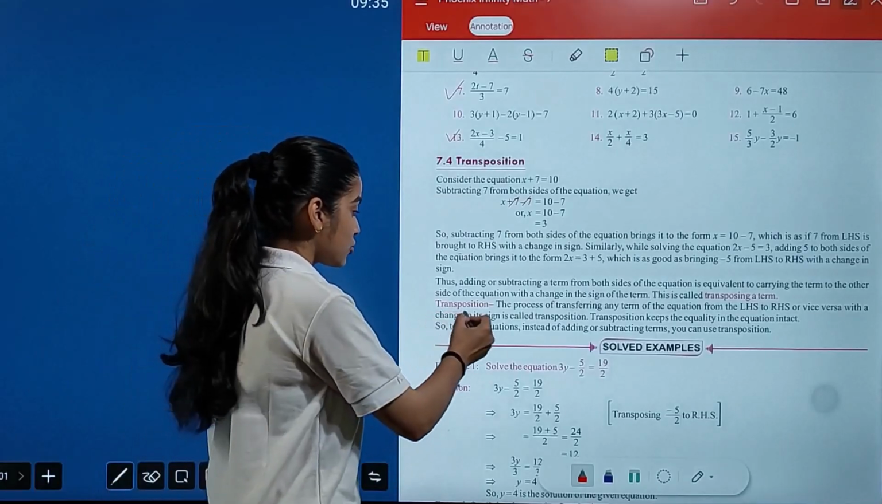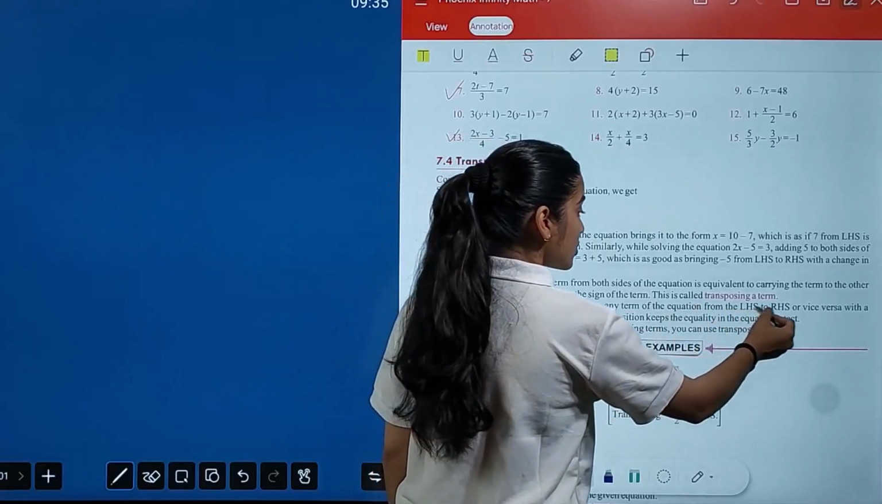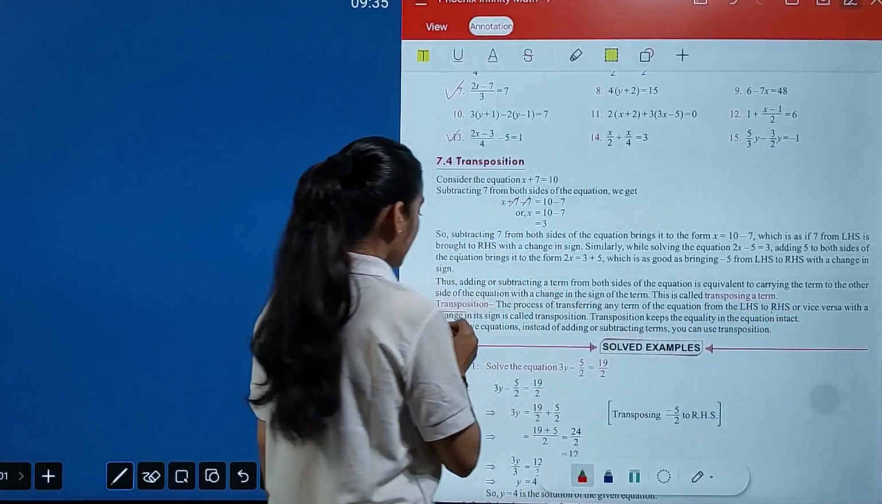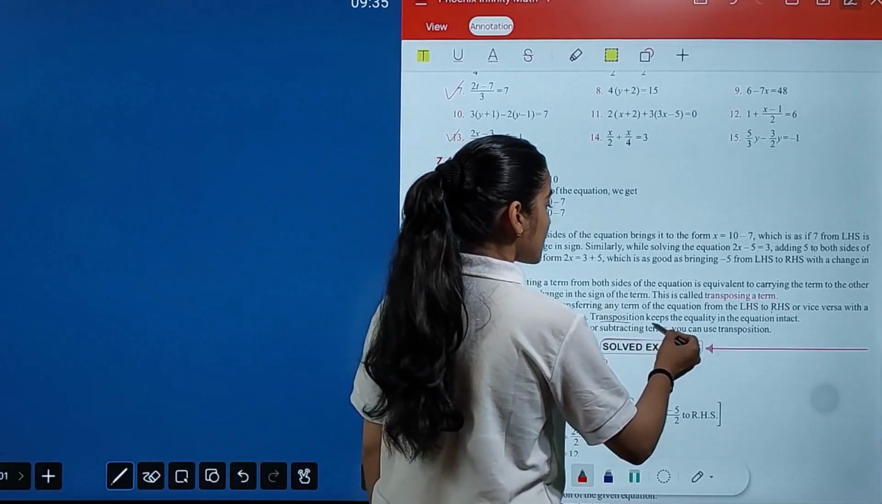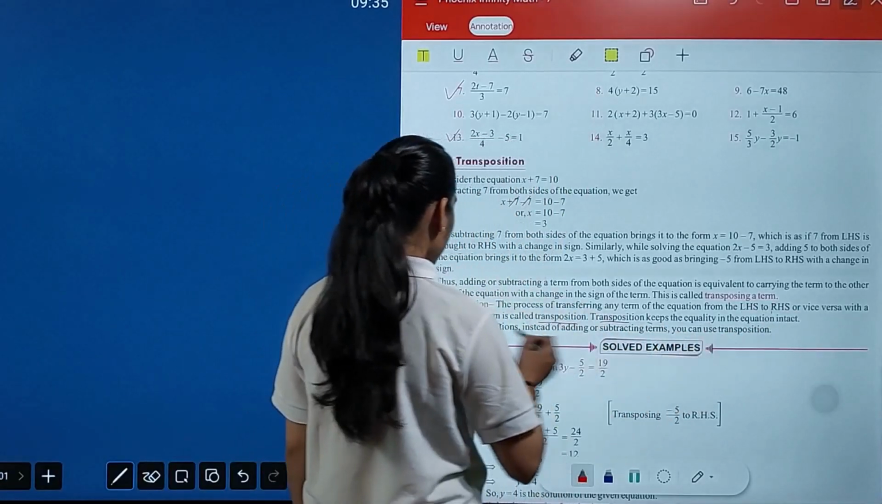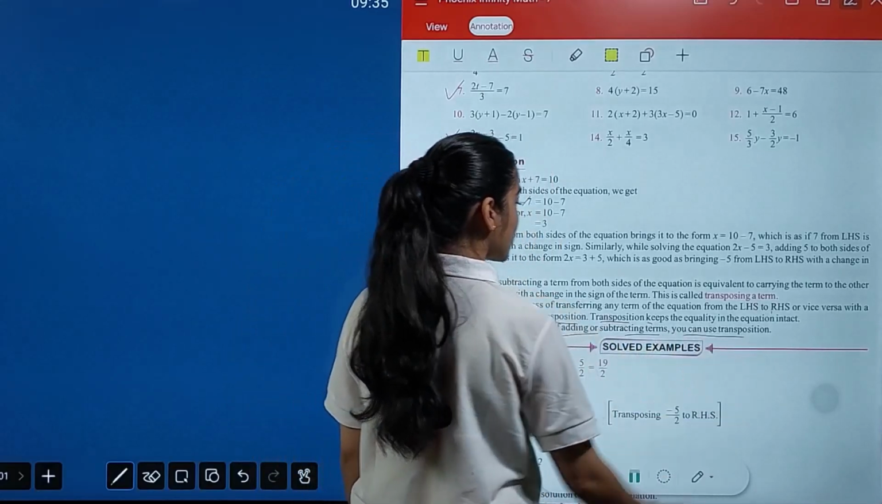So transposition is the process of transferring any term of the equation from the LHS to RHS or vice versa with a change in its sign. Transposition keeps the equality in the equation intact. So to solve an equation, instead of adding or subtracting terms, you can use transposition.